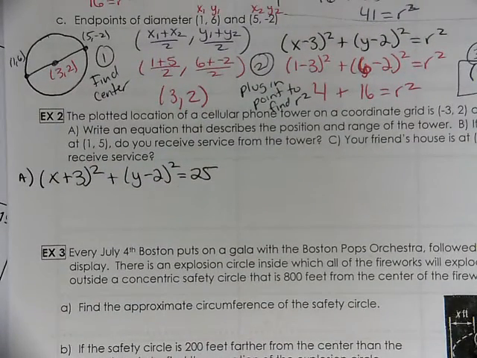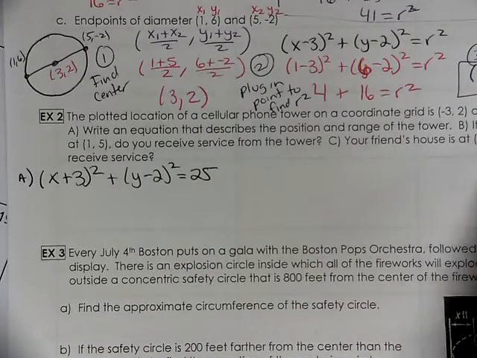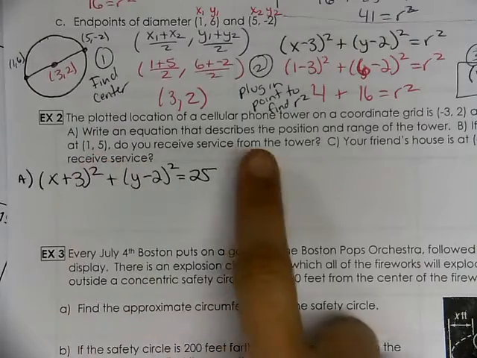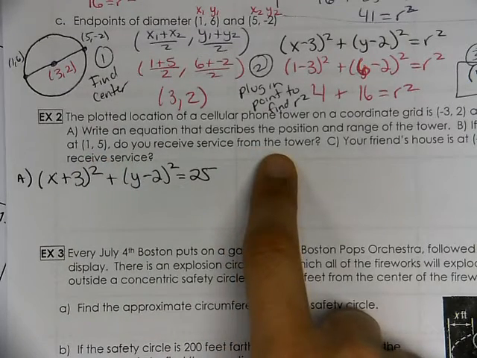So here's the interesting part. You know how when you go somewhere and you're like, I don't have cell service? That's because you're outside the range, right? You say that, you're like, I'm out of range. That's because you're outside the circle of where the range of that cell phone tower is. So if your home is located at (1, 5), do you receive service from the tower?